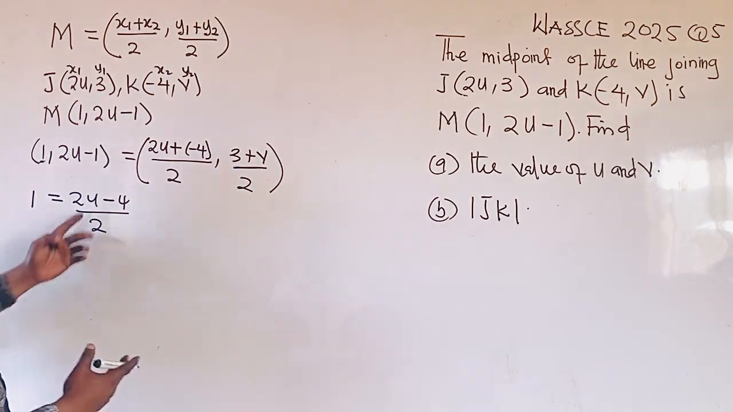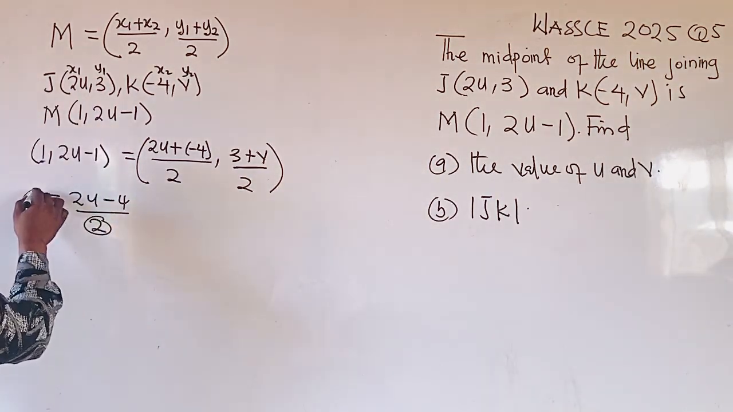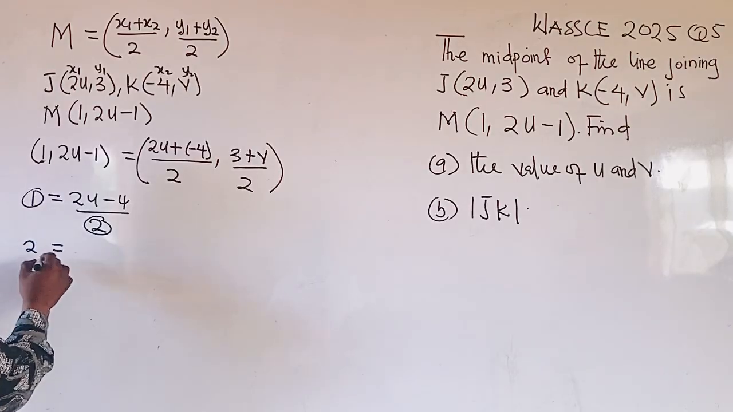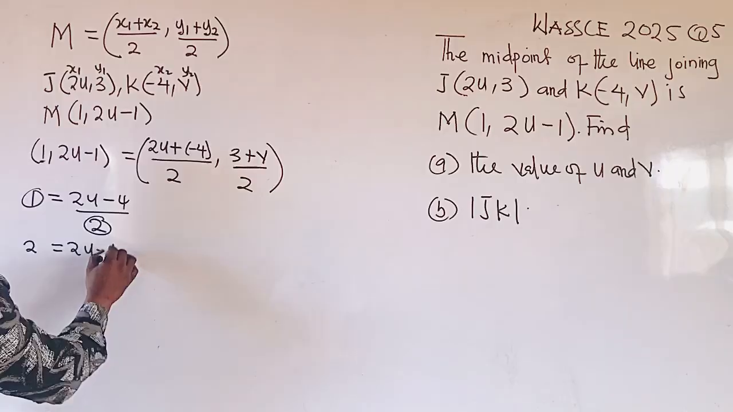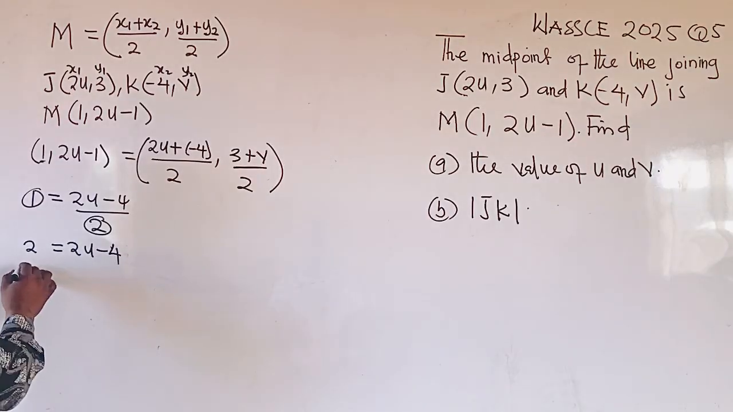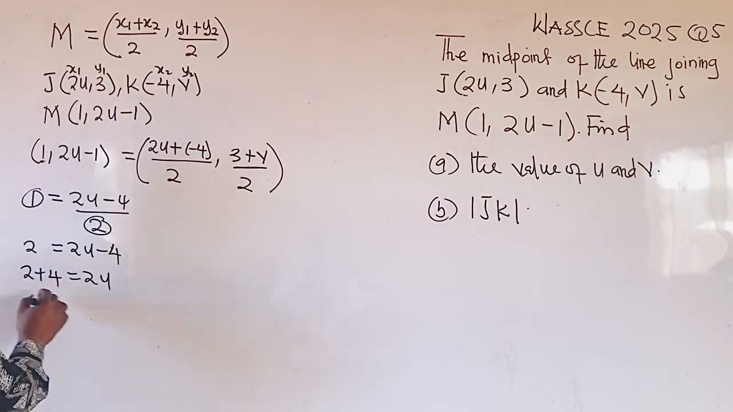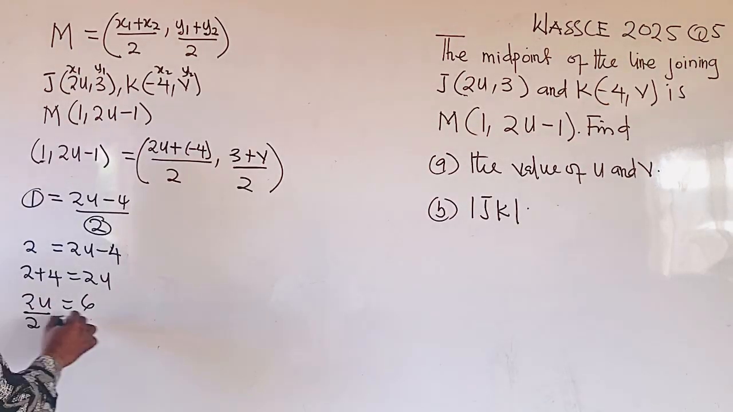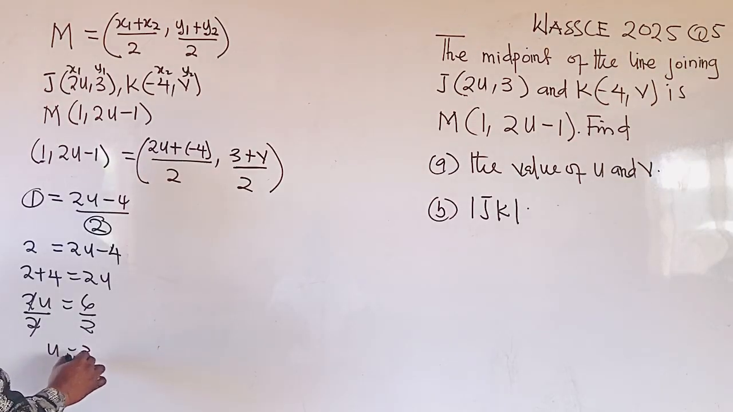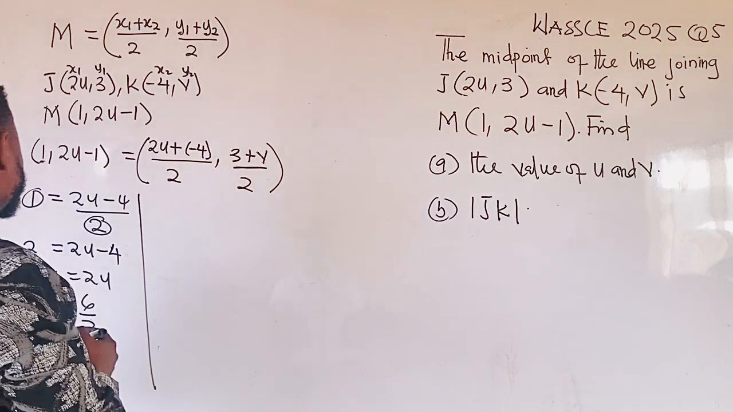We simplify this to get our u. So the 2 here will multiply the 1, and we get 2 equal to 2u minus 4. We group like terms, so we have 2 plus 4 equal to 2u. So 2u will be equal to 6. We divide both sides by 2 to get our u, and our u is going to be 3. Now, we need to get our v as usual.